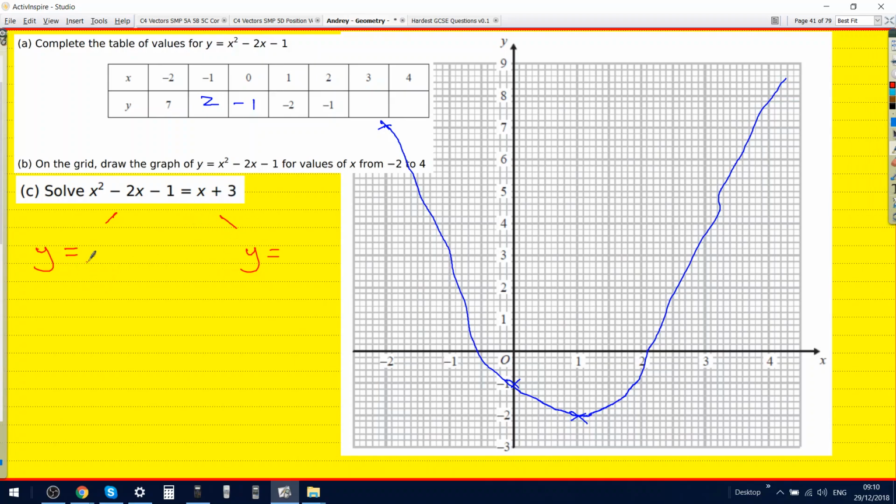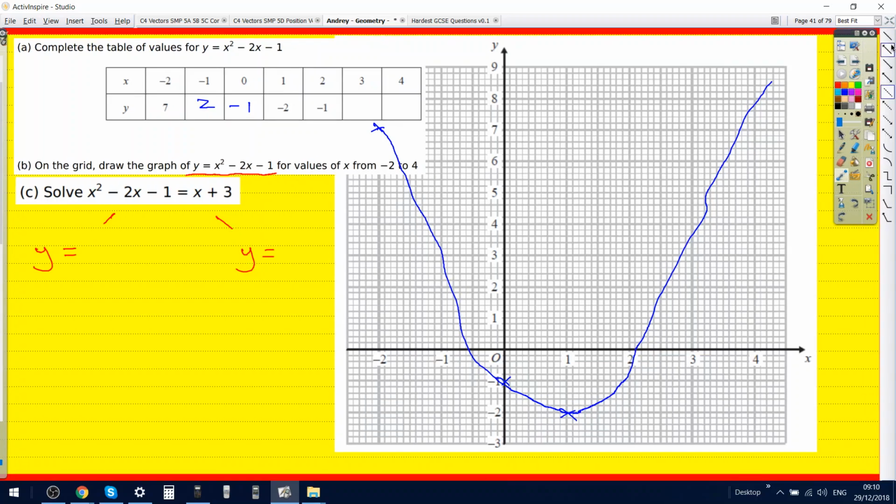So it's like if you had two graphs. One was y equals x squared minus 2x minus 1. The other one was y equals x plus 3. And they're both equal to y, so they brought them together. So now you're just pulling them back apart, seeing where they cross over. So how do you draw the line y equals x plus 3?